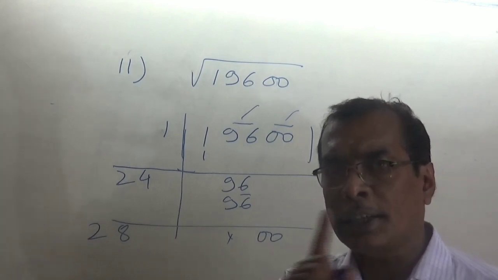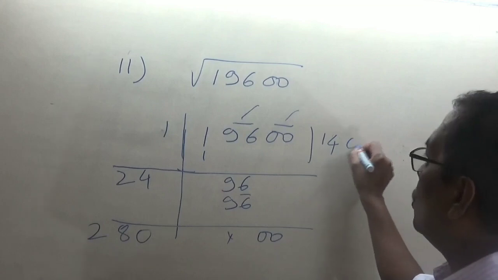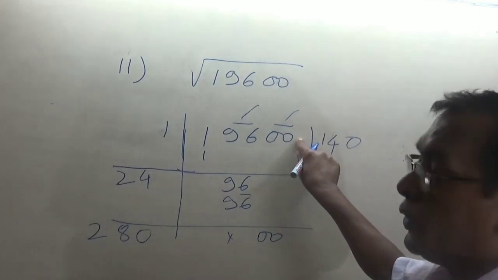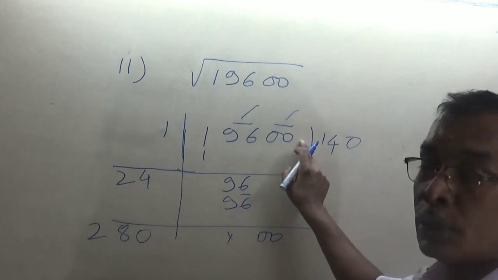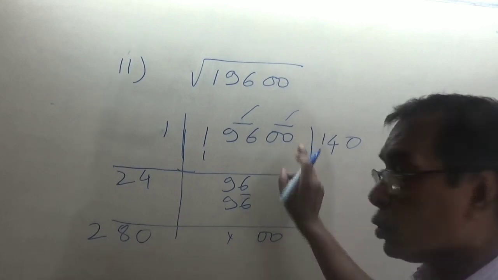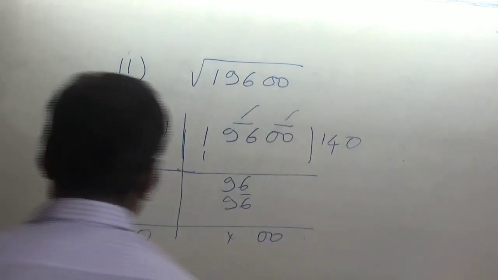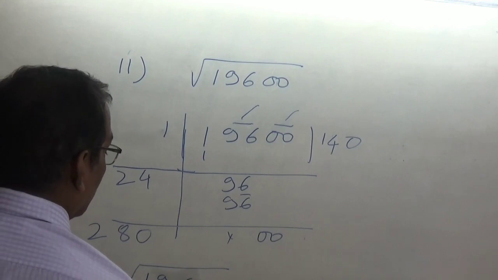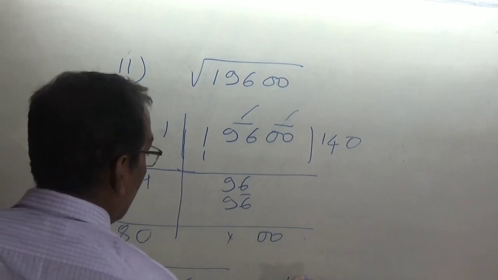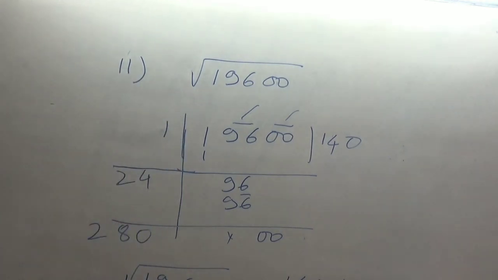In that case, what I have told you, you have to put a 0. If any pair of numbers is there, you will have to bring that one here. No pair of numbers is left. So division has been completed. So in that case, you can say the square root of 196 followed by 20 is equal to 140. That is the answer.